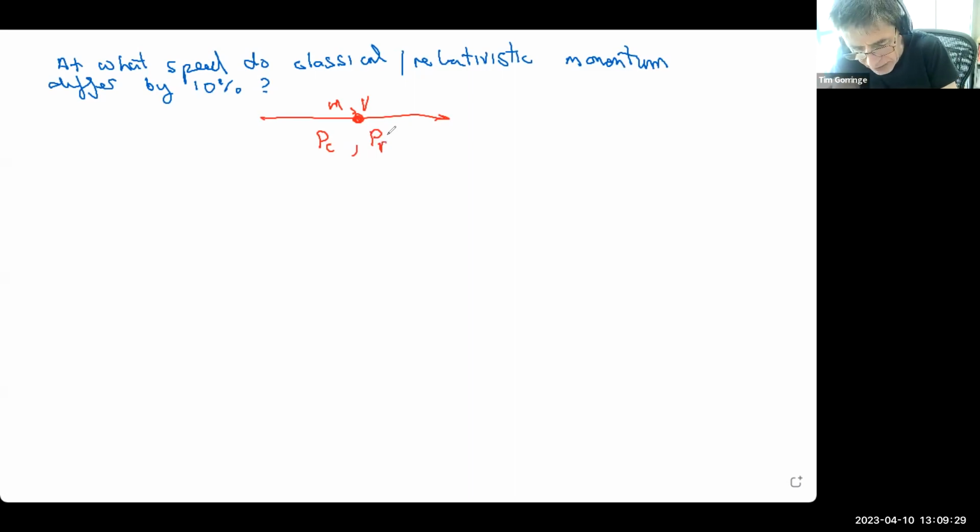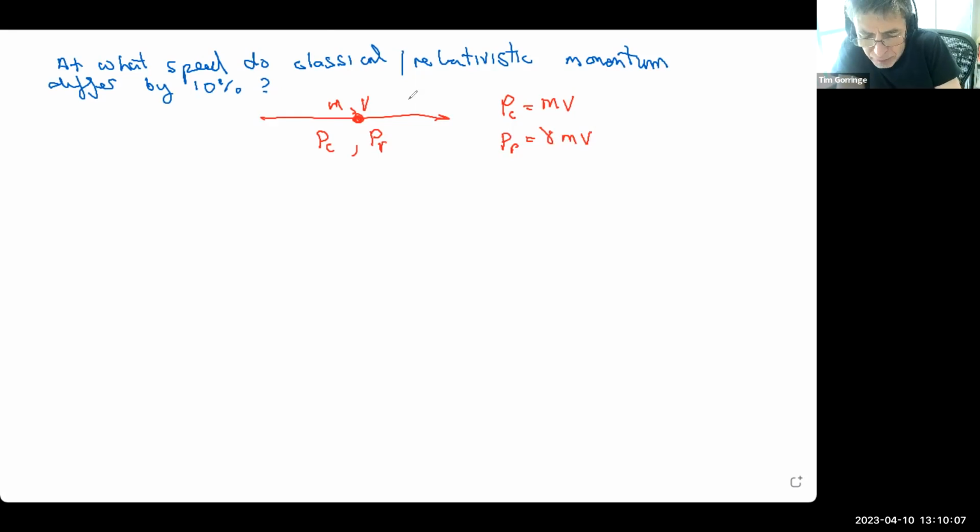Now, before we do the calculation, let's just remind ourselves of the two equations for the two momenta, the classical momentum and the relativistic momentum. So classical momentum, P subscript C, is just the product of the mass and the velocity of the particle. Relativistic momentum is the product of the mass of the particle, the speed of the particle, and also the Lorentz factor gamma. So gamma mv.